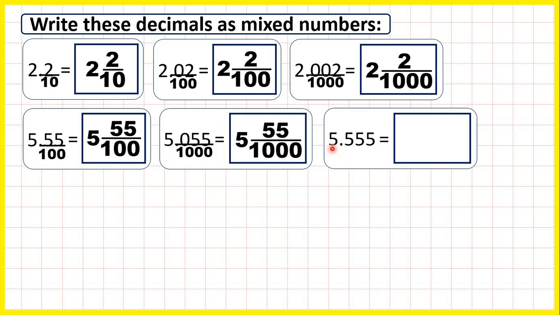Finally, we have 5.555. So that's 3 digits after the decimal point, so draw a line across and write a denominator of 1,000, so that's 3 zeros. So as a mixed number, we have 5 and 555 thousandths.